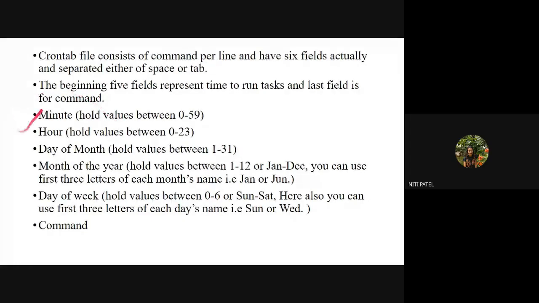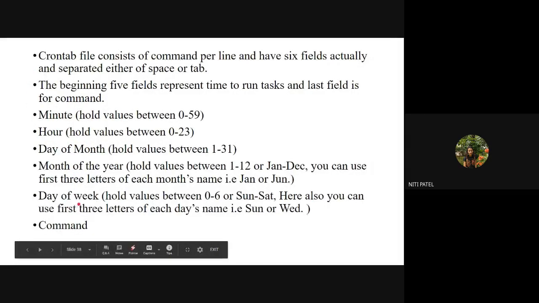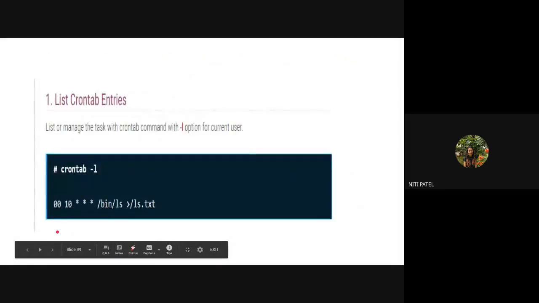So if I don't want to mention minute, I can put star. At hour, I can write 2. At day, I can write 1. Month, I can write Jan, like this. So it is not compulsory to mention all. If you don't want to mention any of these, you can always put star. But yes, this command is always compulsory. The asterisk can be used only in the first 5 fields. Command is always compulsory. So if you see, this is how the command looks like.